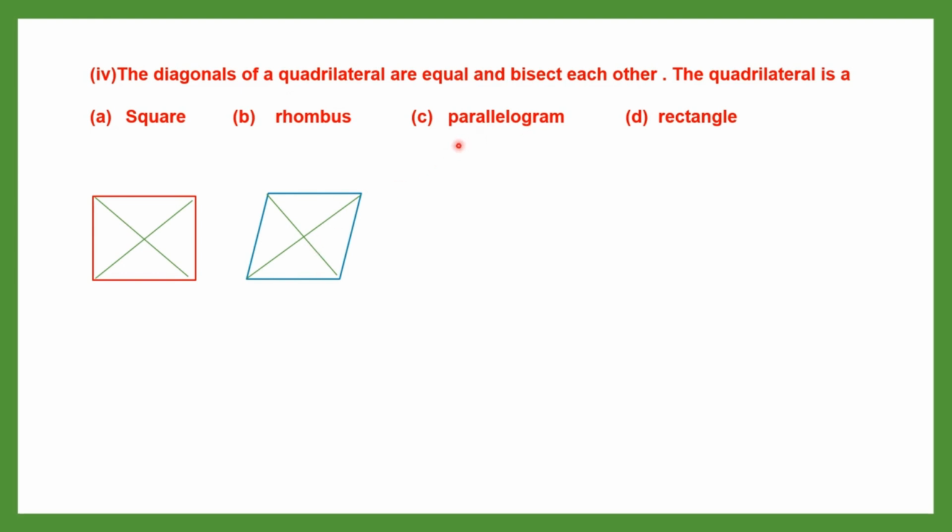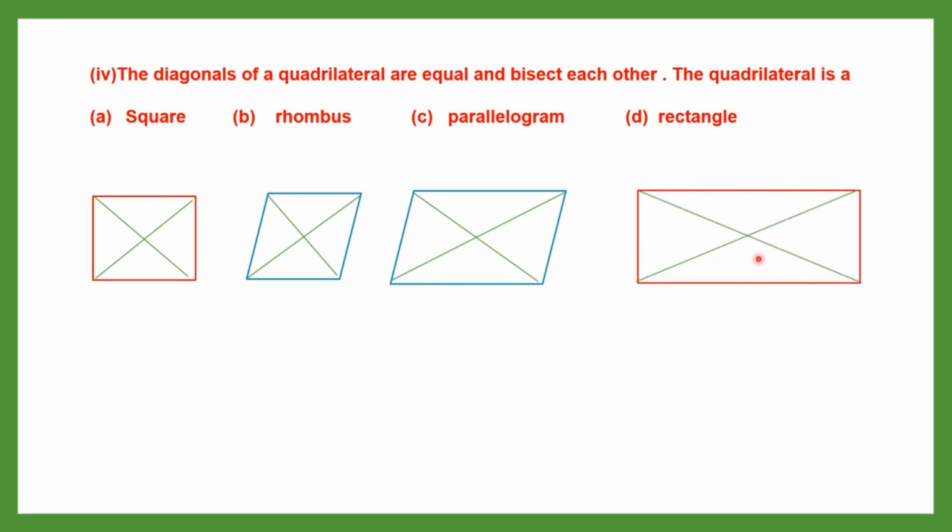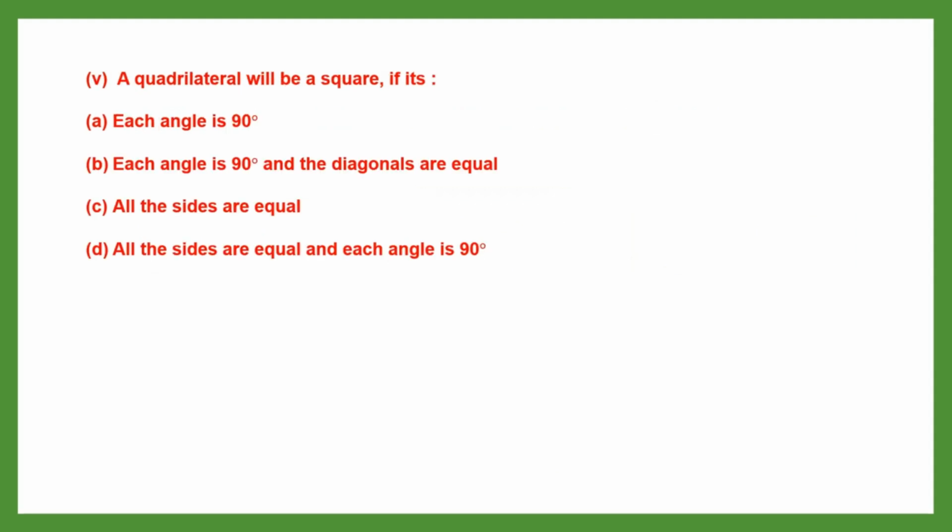Then we have the next one, parallelogram. So this is what a parallelogram looks like. And we have diagonals which are bisecting each other, and that doesn't have to be equal. The diagonals don't have to be equal unless the parallelogram is a rectangle. Now the rectangle is a quadrilateral whose diagonals are equal and they bisect each other. So we have the four figures here to help our understanding better. So the answer to this question is answer D, rectangle. Question 5.